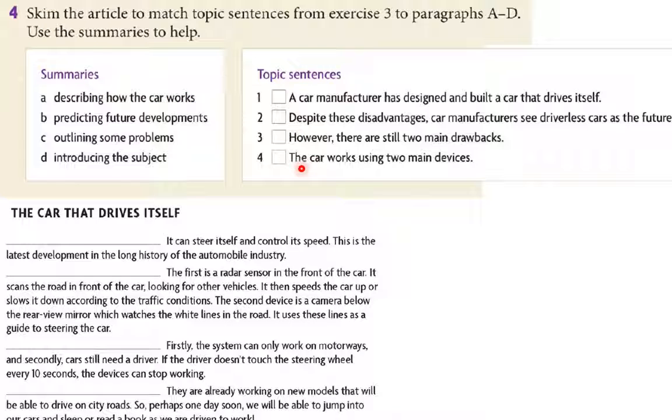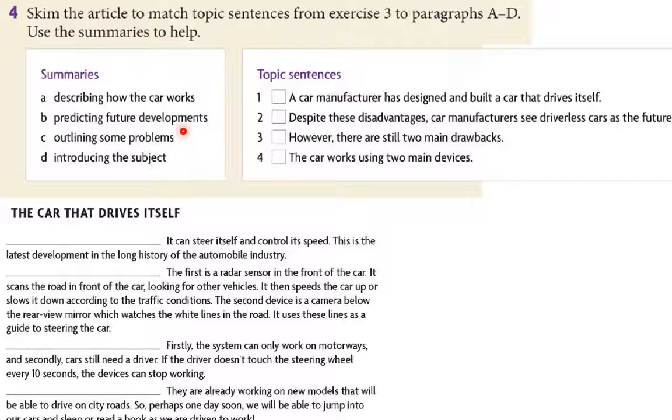The last one, the car works using two main devices. Yes, this one. This one shows how the car works by using two main devices. So, summary A matches with topic sentence 4. It means the topic sentence, the car works using two main devices, gives a message about describing how the car works.